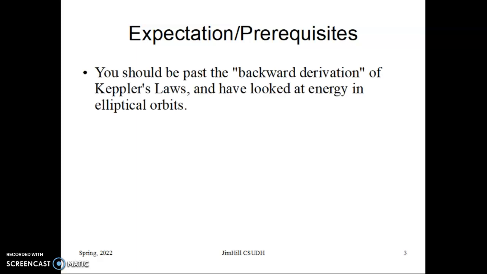To get through this video, you should be past the point in your course where we do what I call a backward derivation of Kepler's laws. That is, historically, Newton formulated his theory of gravity by using Kepler's laws, and typically in these freshman classes, we give you Newton's law of universal gravitation, and from it we derive Kepler's laws. You should be familiar with that derivation and comfortable with that level of work.